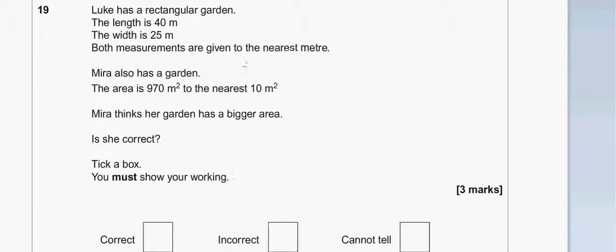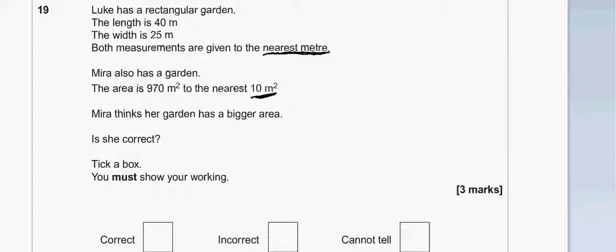Okay, question 19. Luke has a rectangular garden. The length is 40 metres, the width is 25 metres. Both measurements are given to the nearest metre, so this is important, the nearest metre. Okay, so we're dealing with upper and lower bounds. Myra also has a garden. The area is 970 metres squared to the nearest 10 metres squared. She thinks her garden has a bigger area. Is she correct? Okay, and we have to show our workings.